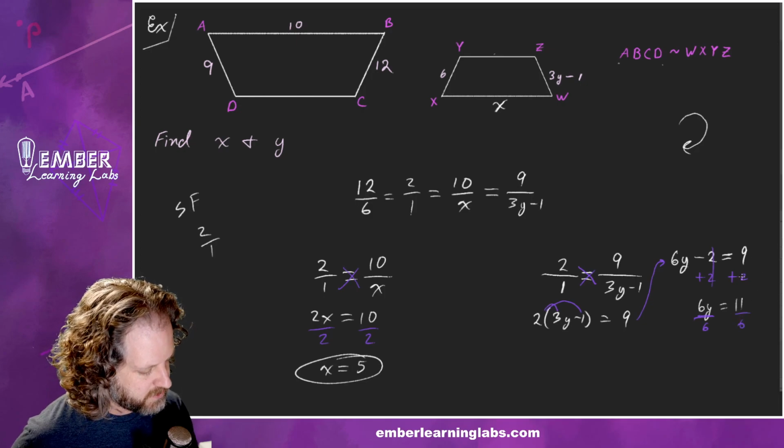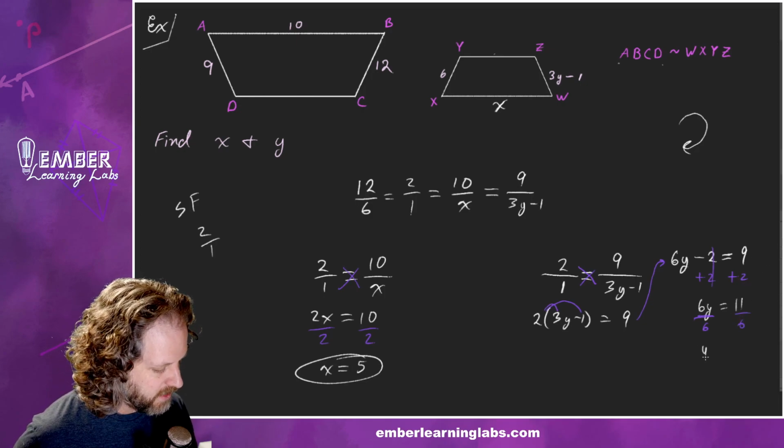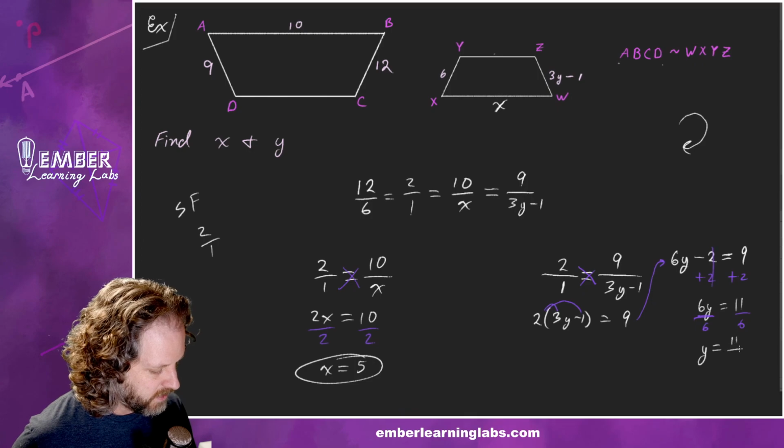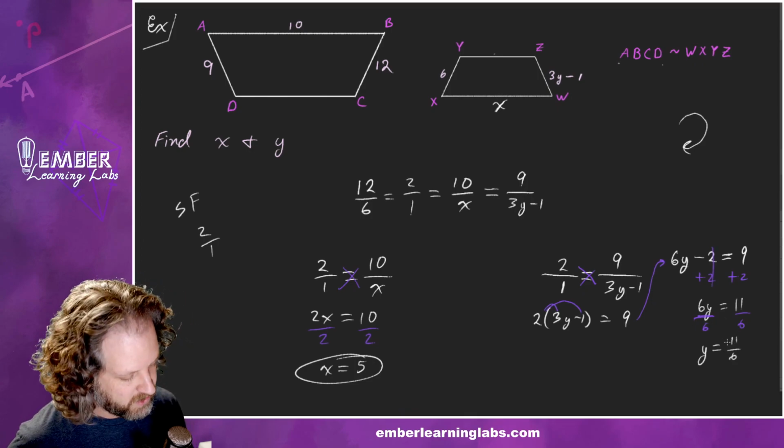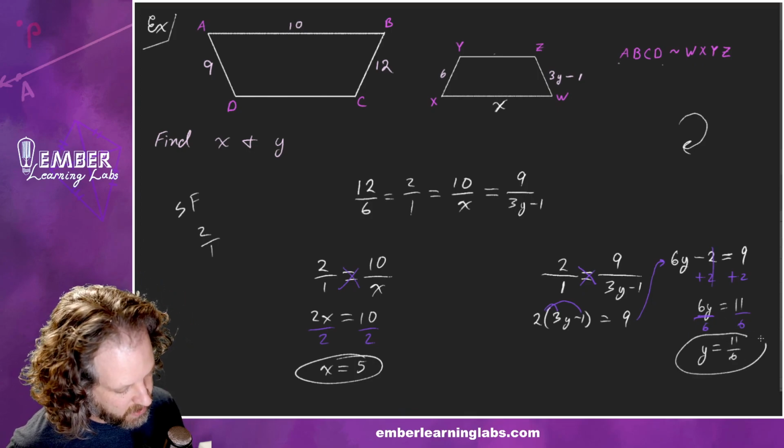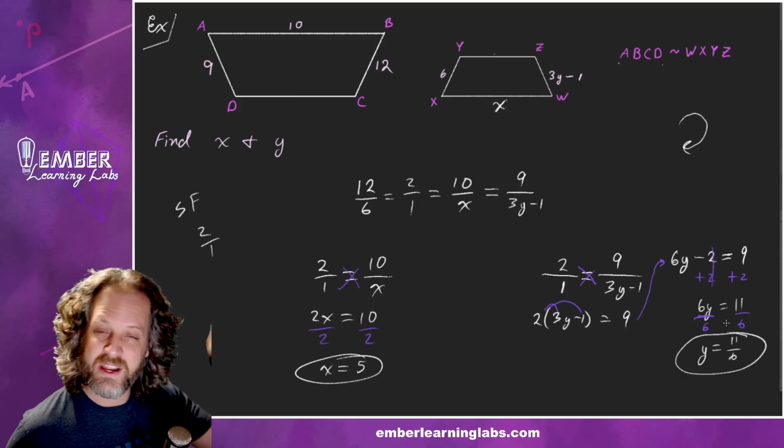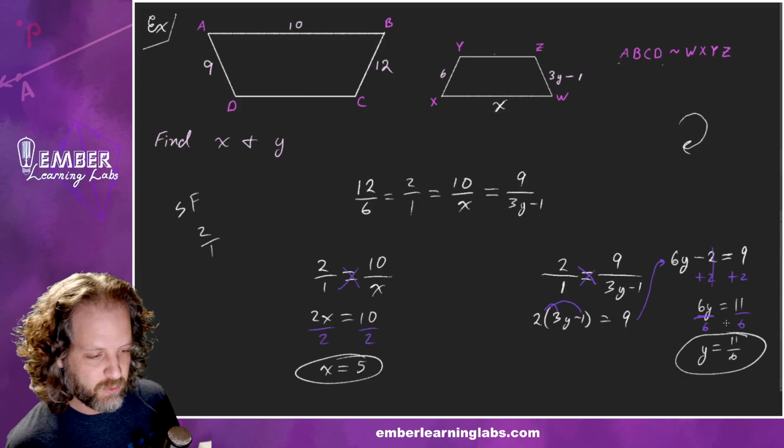Divide by 6. So y equals 11 sixths. Great. All right, we got one more little concept here and then another example, and then we're done.